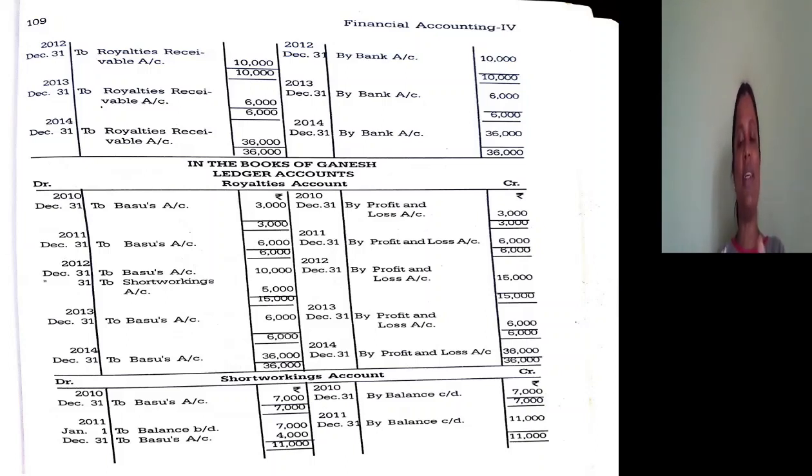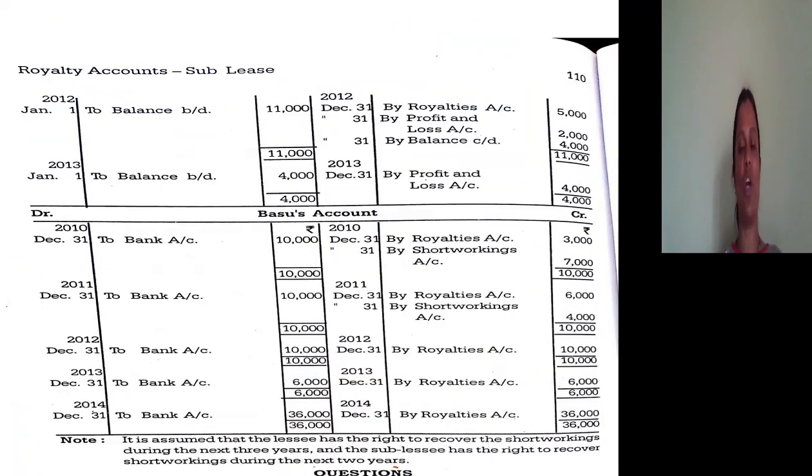So I am not concentrating on how I prepared accounts in the books of Ganesh. Ganesh is lessee. We should look at which chart? The second lease chart, the royalty receivable chart, to prepare accounts in the books of Ganesh. We just look at how I prepared these accounts: royalties account, short working account and Basu's account. So try to solve it, because I have already said how to pass entries in the books of main lessor, and in the books of main lessee in the capacity of lessee and in the capacity of sublessor.